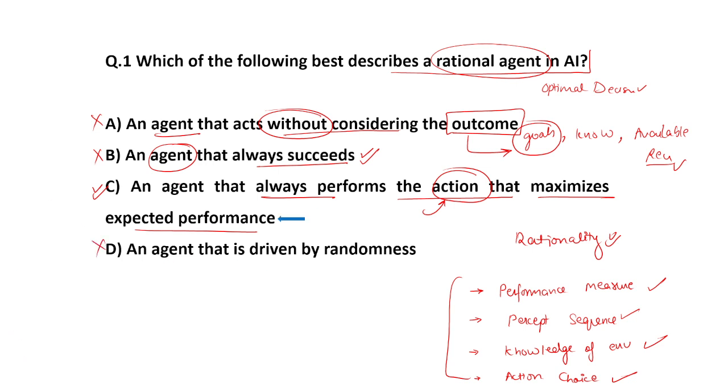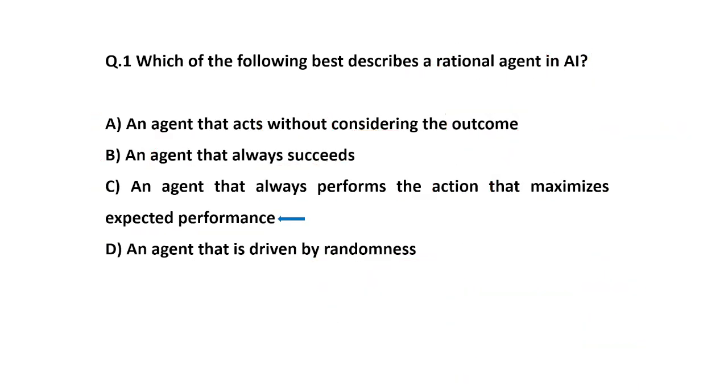Why? Because an agent that is driven by randomness. So no rational agent can ever be driven by randomness. We have some previous knowledge, we have some available resources, we have some rules with the help of which we can drive the rational agents. So I hope everything is clear. If you have any doubt, you can definitely comment below. I will help you.